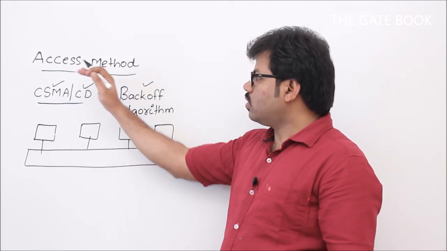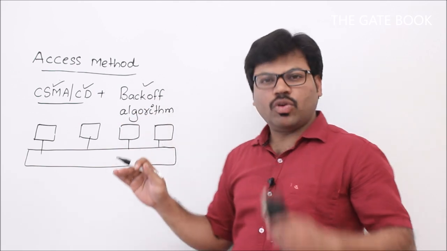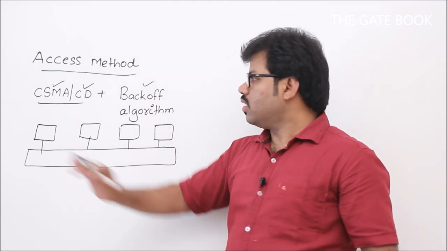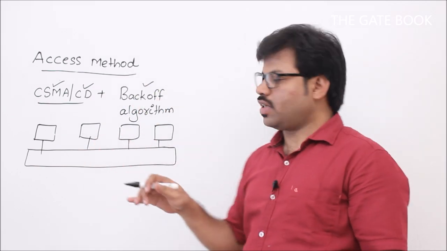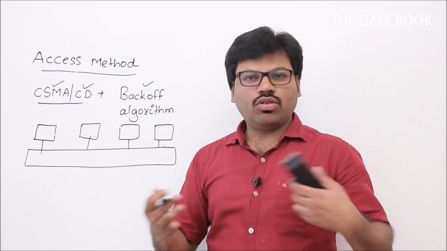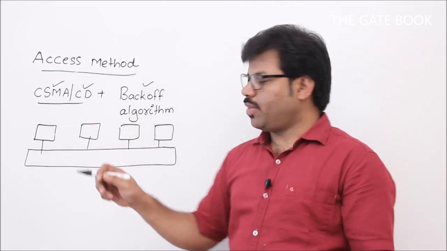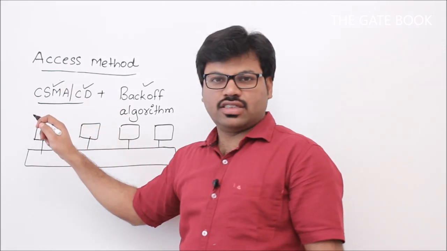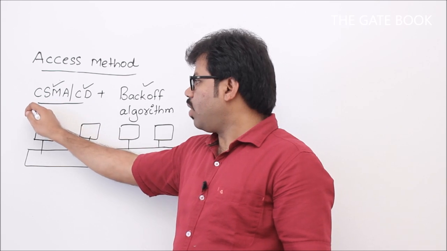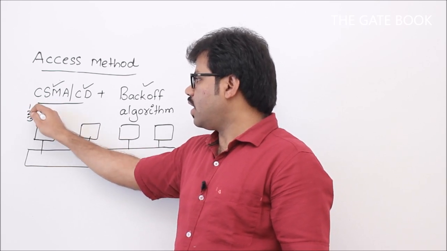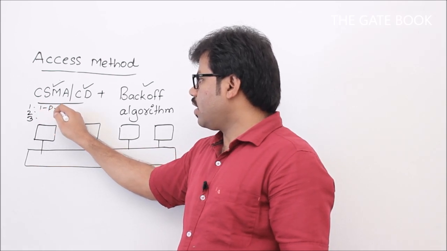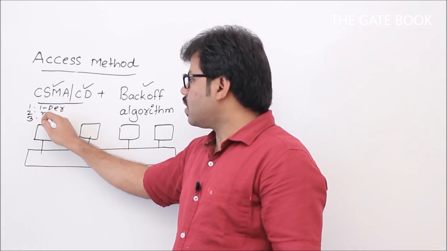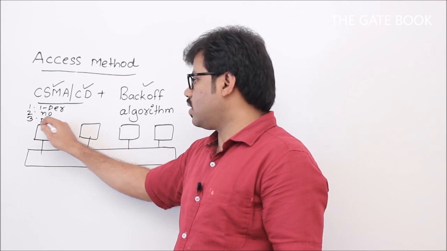So finally, I'm going to teach you the access method one more time, but that is nothing but CSMA/CD plus the backoff algorithm. Let's see. First of all, we have to sense. How to sense in CSMA? There are three techniques. Do you remember? CSMA can be implemented in three ways. How can we sense the channel? One is the one persistent technique, second is the non-persistent technique, and third is the p-persistent technique.